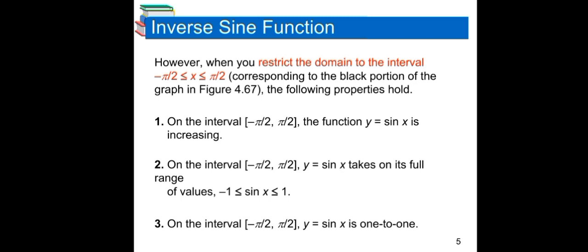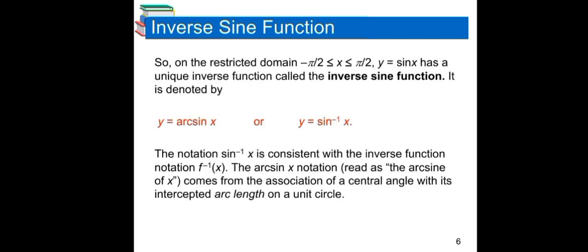Number 3, on the interval negative pi over 2 to pi over 2, y equals sine x is one-to-one. So on the restricted domain negative pi over 2 less than or equal to x less than or equal to pi over 2, y equals sine x has a unique inverse function called the inverse sine function. It is denoted by y equals arcsine x, or y equals sine to the power of negative 1 x.